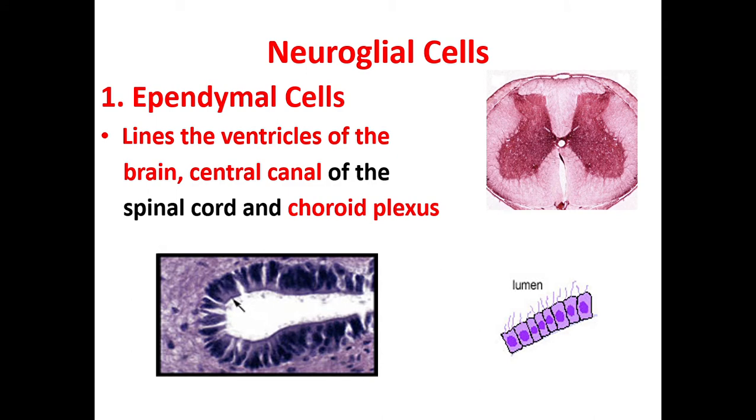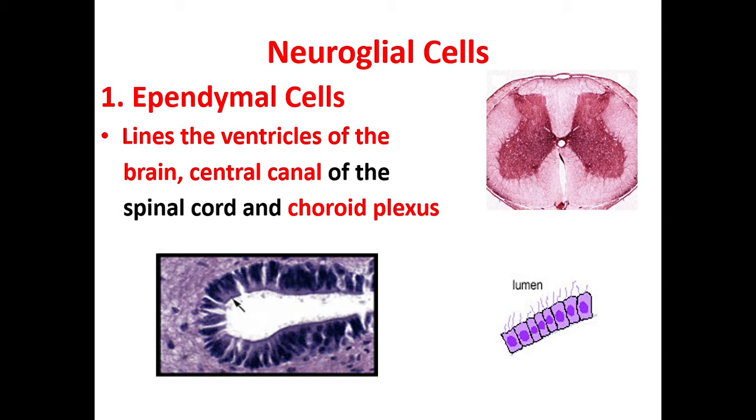Let's start first with the first neuroglial cells. We have the ependymal cells. So in the upper right part of the slide, we have the cross-section of the spinal cord, wherein it has a darker area at the center and a lighter area surrounding it. And at the center, there is a small hole which we call the aperture, and this is the central canal. This is continuous from the spinal cord going to the spaces in the brain we call the ventricles.